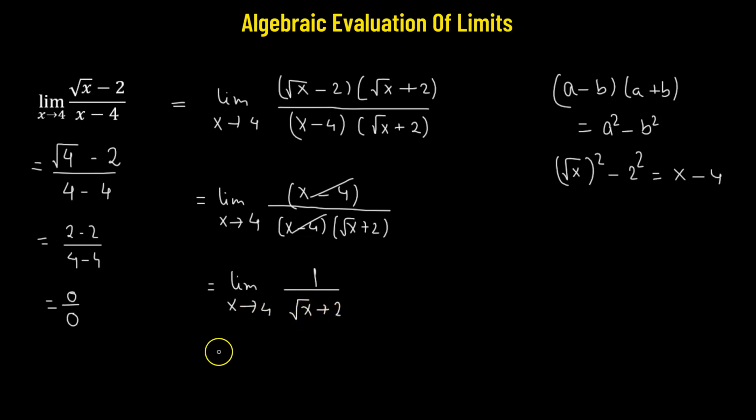Now let's plug in the value of x with 4. So this gives us 1 over square root of 4 plus 2, and this is equal to 1 over 4. So this is the limiting value of this particular function when x approaches 4. That means in the vicinity of x equals 4, the value of this particular function is 1 over 4. Let's move on to the next problem.